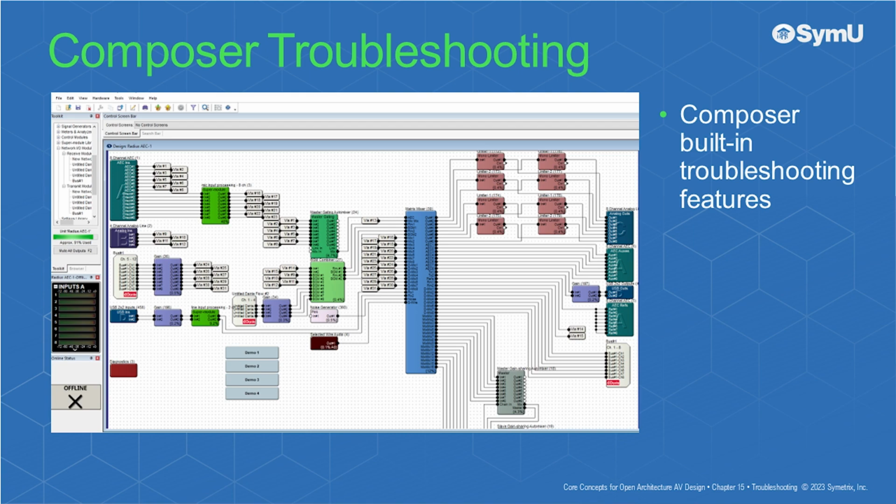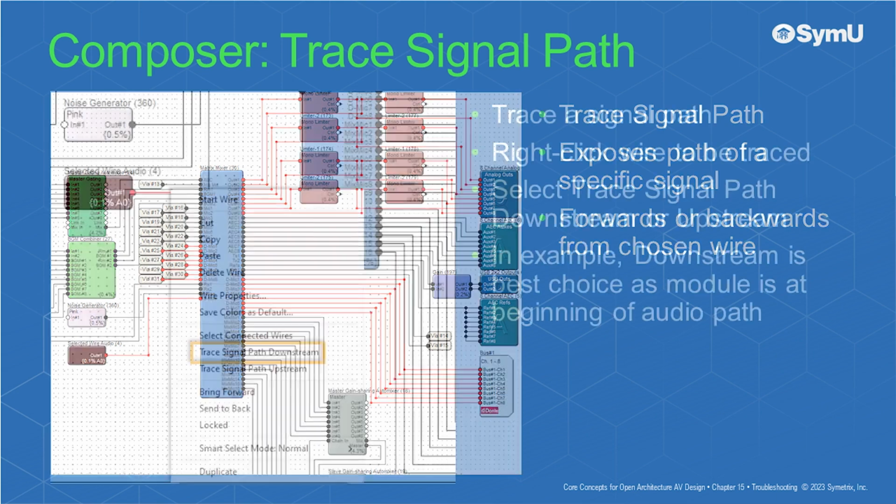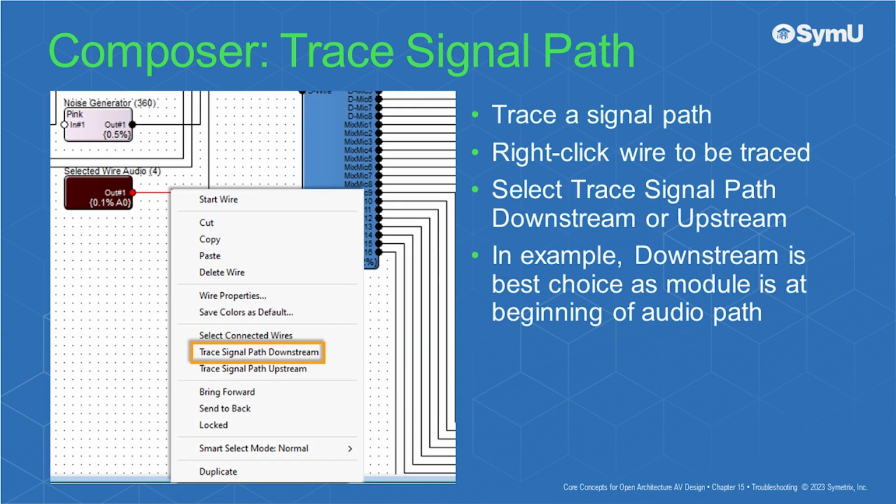Composer has built-in features to assist with troubleshooting a site file. One of these features is Trace Signal Path. This feature allows the path of a specific signal to be seen, either forwards or backwards from the wire you choose. To trace a signal path, right-click the wire to be traced, and select Trace Signal Path downstream or upstream.